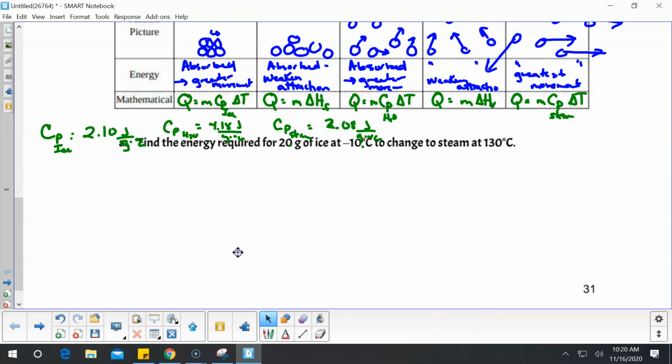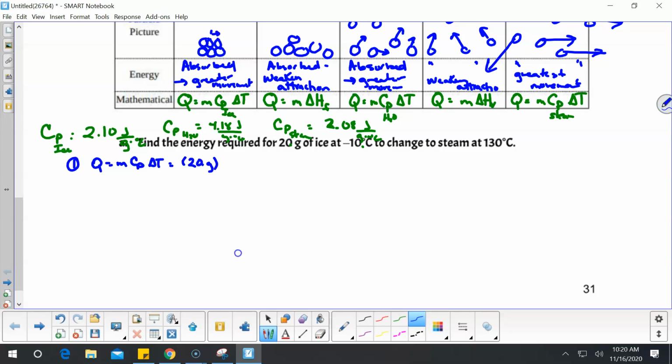So if I was to go through and do this problem, I'm going to break these up into segments. So segment 1, it looks like I have Q equals mass times the specific heat times the change in temperature. So my mass is 20 grams times the specific heat, so I got to use it for ice, is 2.10 joules per gram times degrees Celsius times the change in temperature. It's 0 minus a negative 10 degrees Celsius. Calculate that. I got 420 joules.